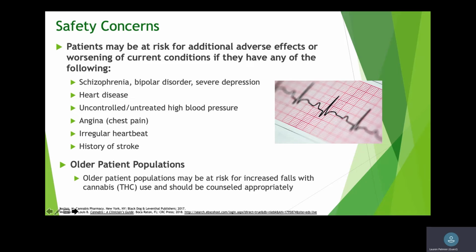So some safety concerns around cannabis. Patients may be at risk for additional adverse effects or worsening of current conditions if they have any of the following conditions. Things like schizophrenia, bipolar, or severe depression, heart disease, and heart disease is an important one, uncontrolled or untreated high blood pressure, angina or chest pain, irregular heartbeat, or history of stroke. Typically, a patient should be referred to their physician if they have any conditions that are untreated or uncontrolled. Severe psychiatric patients and/or cardiac patients should especially be referred.